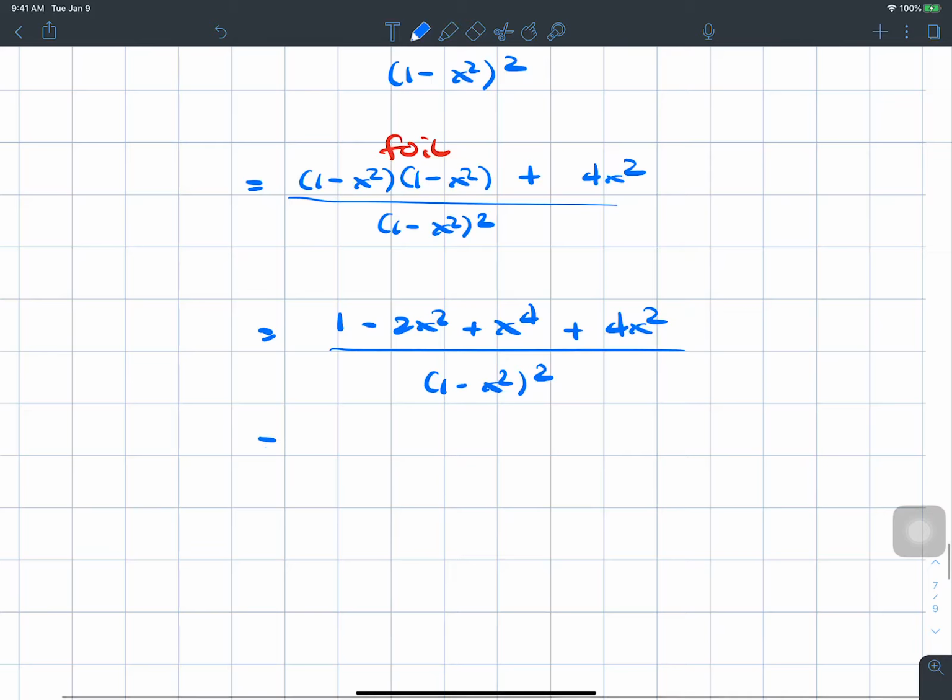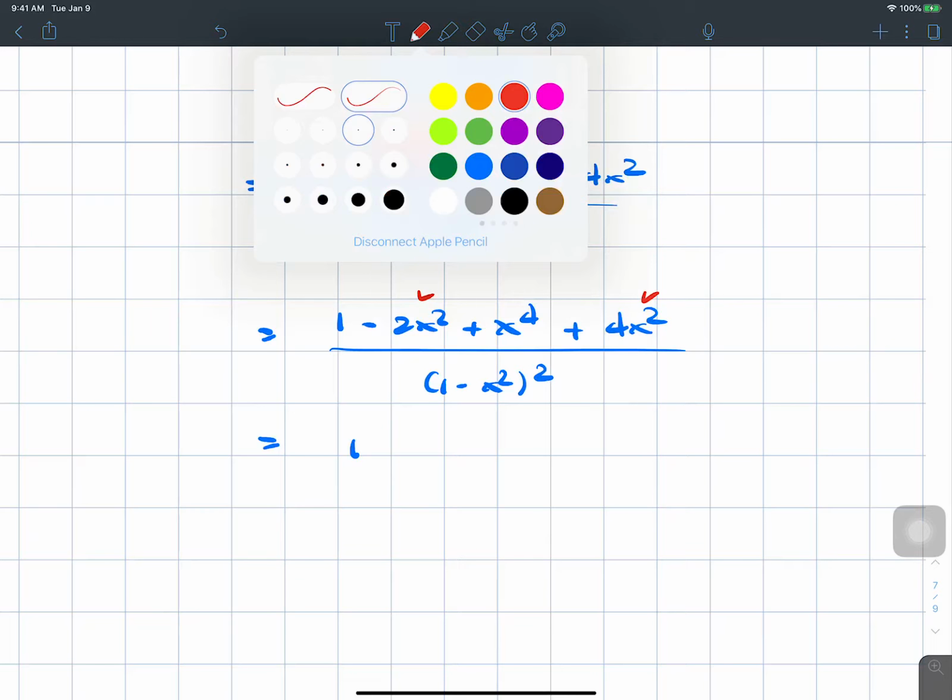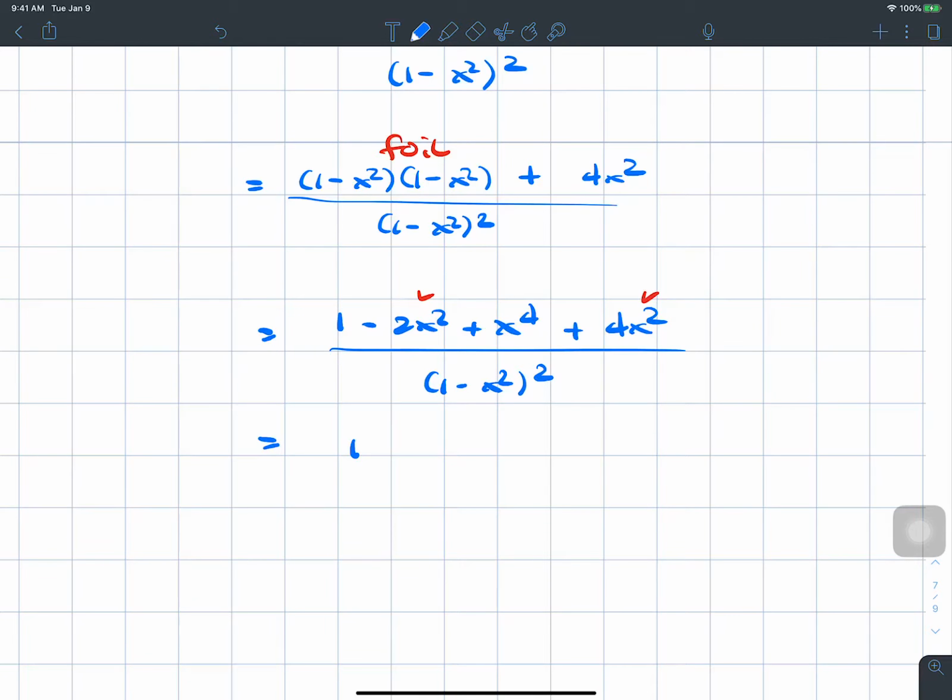Now, when I combine like terms, what do we get? Let's be careful here, right? Which terms can we combine? Can you guys see that? This term and this term. So I'm going to get a negative 2x squared plus 4x squared is a positive 2x squared, plus x to the fourth. Everything over 1 minus x squared squared.